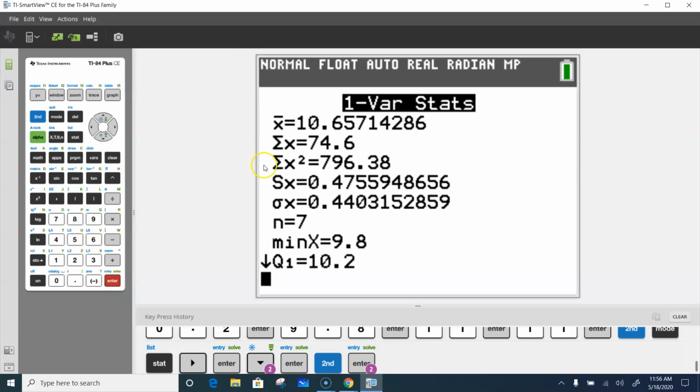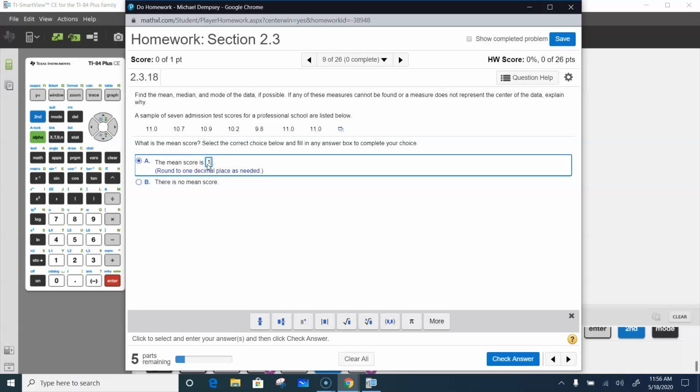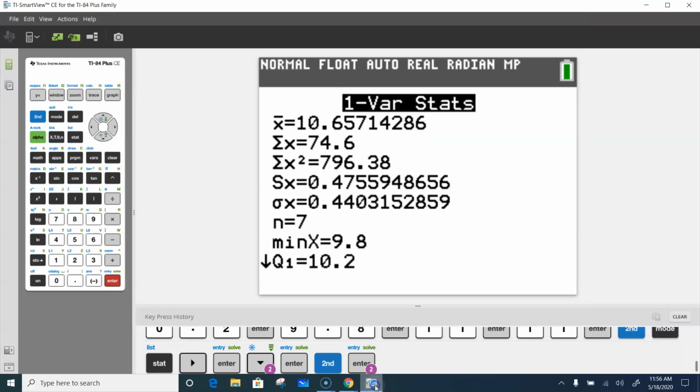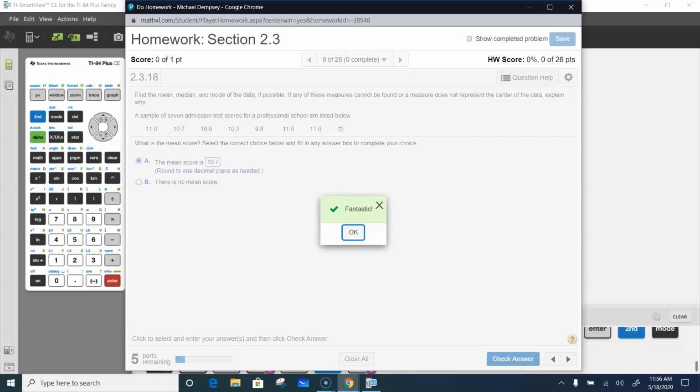Now when you press enter, I have my mean right here. X bar is the mean, 10.66 to 2 decimal places. Let's see how many decimal places they want. 1 decimal place. So to 1 decimal place, that would have been 10.7, I believe. I'll double check that. Yeah, to 1 decimal place, that's 10.7. Let me check our answer.